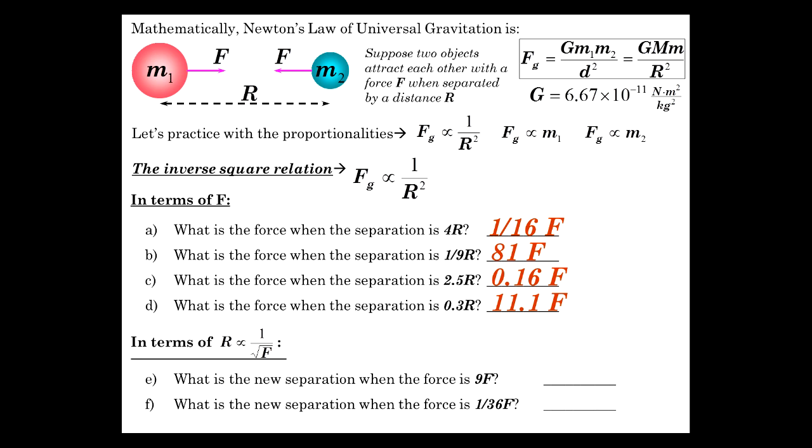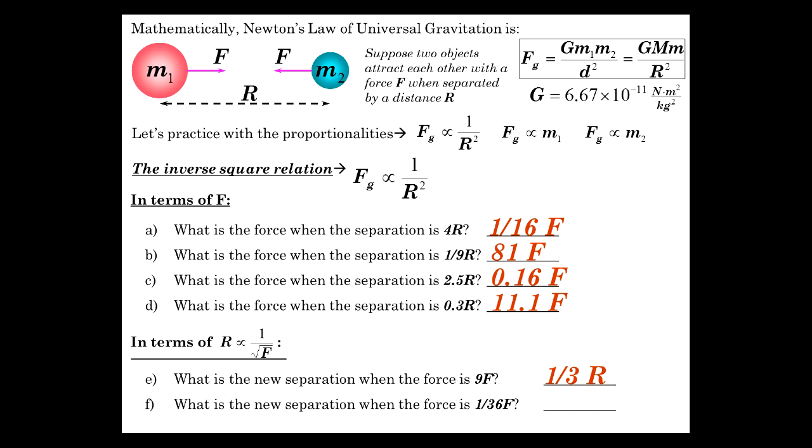Let's see how r is affected by a difference in force. It's basically the same thing, but now I'm going to solve for r: 1 over the square root of the force. So what's the new separation, the new r, if the force is 9 times as much? Obviously it has to reduce, but it's not reducing by 9 times. We can just really solve for it. If you make this 9 times as much, then the square root of 9 is 3, and you get 1/3. You cut the radius in thirds.